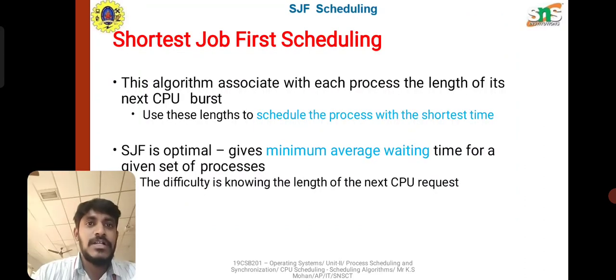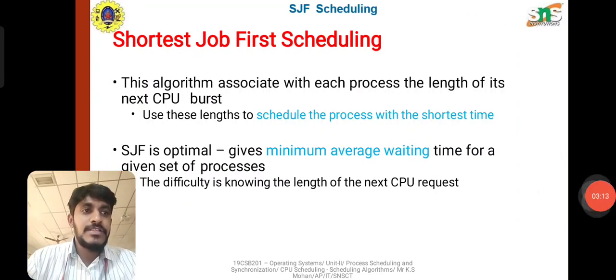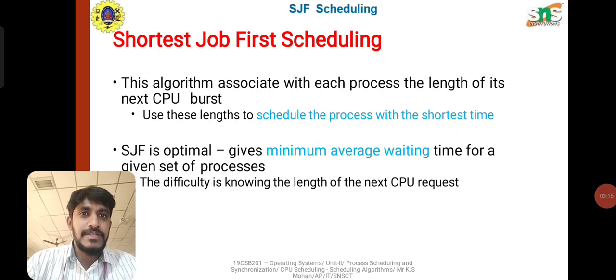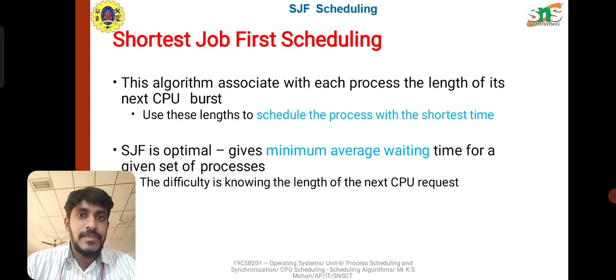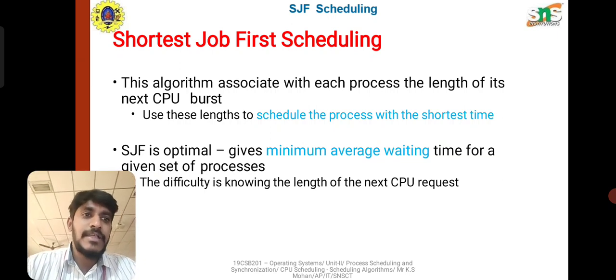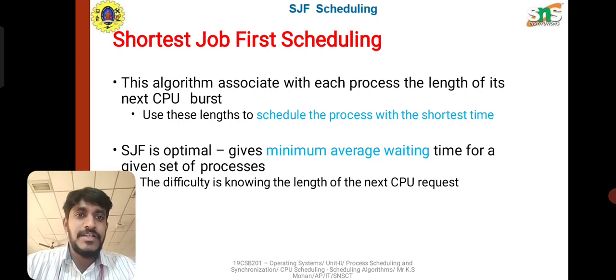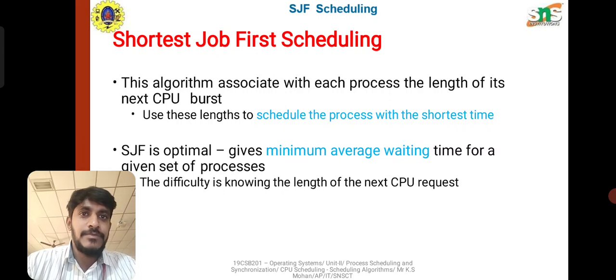Next we have shortest job first scheduling. In shortest job first scheduling, the algorithm associates with each process the length of its next CPU burst. We use this length to schedule the process with the shortest time. SJF is optimal: it gives the minimum average waiting time for a given set of processes. The difficulty is knowing the length of the next CPU request.